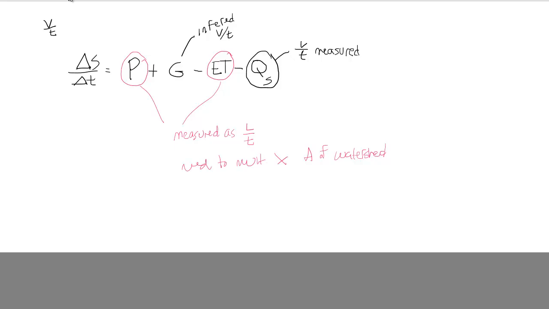If we just use the symbols like we normally do, it's not immediately obvious that we can't just add P and ET and Q_S together because they're actually measured in different dimensions. P and ET are length per time. Q is in volume per time, and that's really not very ideal.